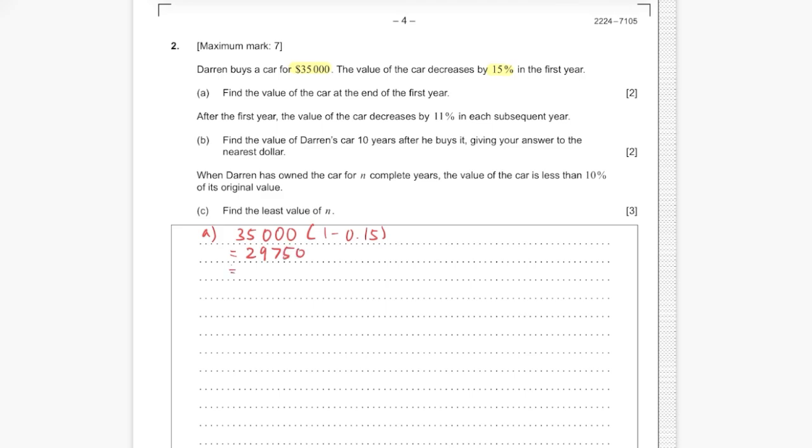So roughly around $29,800. And this is because we are rounding to 3 sig figs for math. And then moving on to question B.